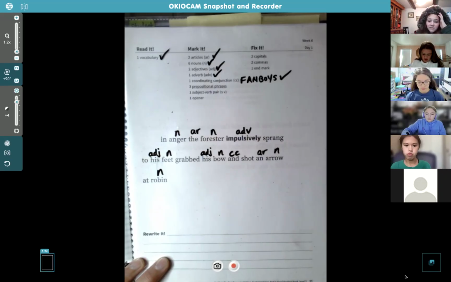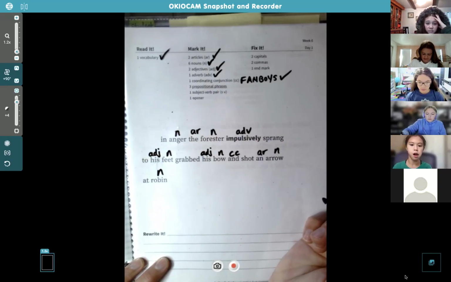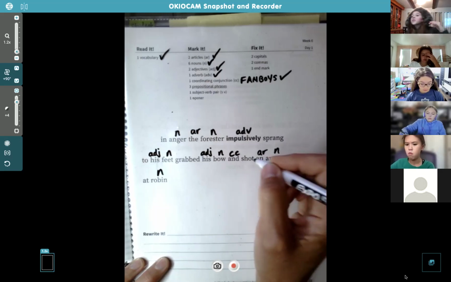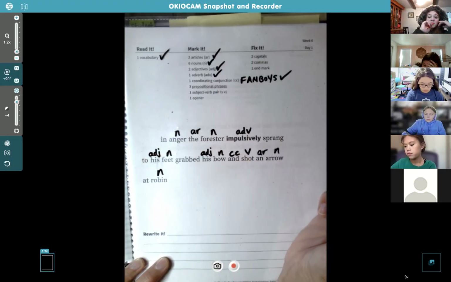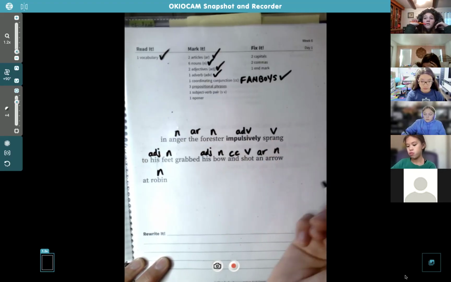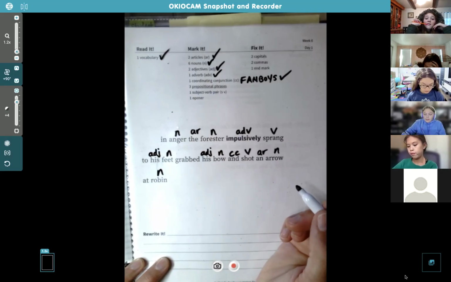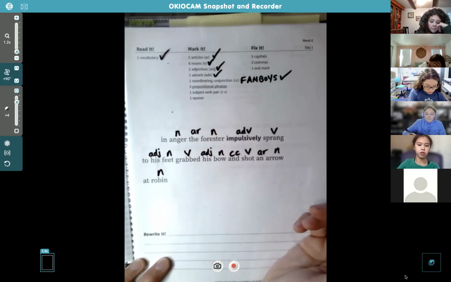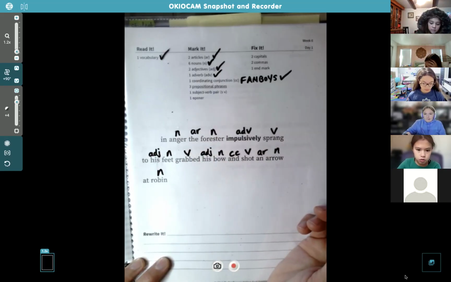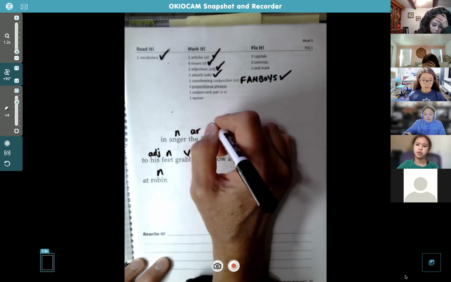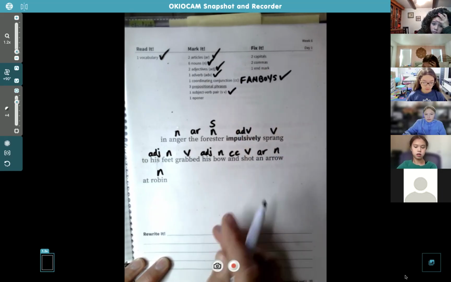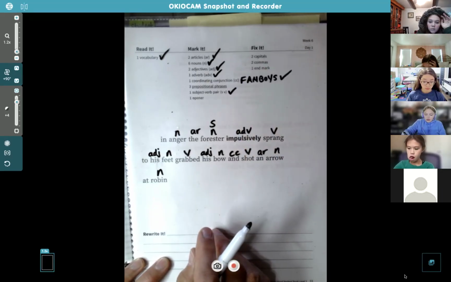So Chloe, let's find the verbs. Where are the verbs in the sentence? Shot. Yep, shot. Good. Sprang. Good. One more. Grabbed. Good. Now, who did those things, Chloe? Who's the subject? Forester. Good. Nice. So that's the one we would label with an N and an S for subject. Very good. Now the prepositional phrases, those are a little easier to find.